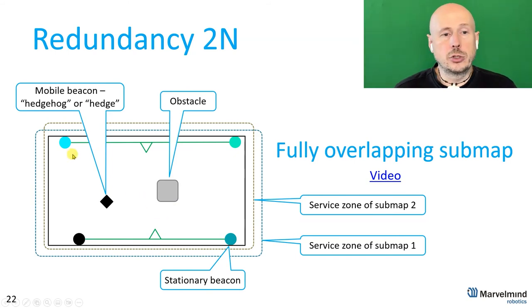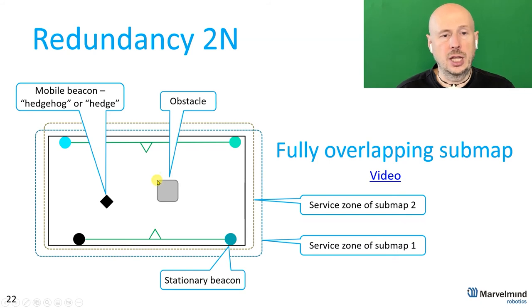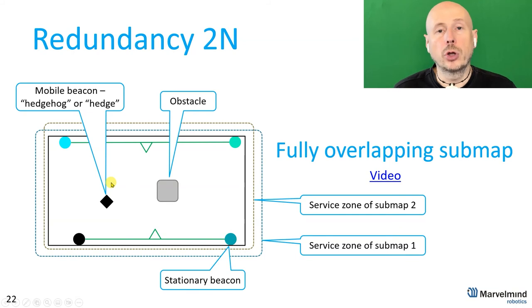Not a problem. So, for example, you have a room and you place two station beacons on one side of the room, one wall, and another two on the other side. And you have two submaps facing each other. One is facing this direction and another facing that direction. And the service zones are fully overlapping submaps. So we call them fully overlapping submaps. If here we were saying we would like to avoid the second opinion, in this case we say yeah, we want the second opinion.